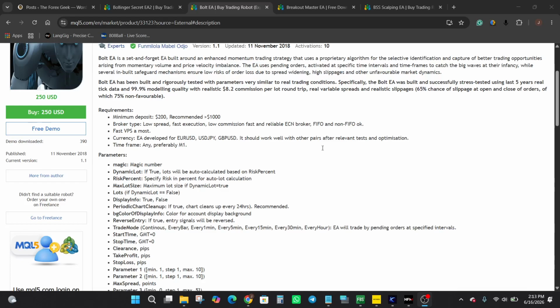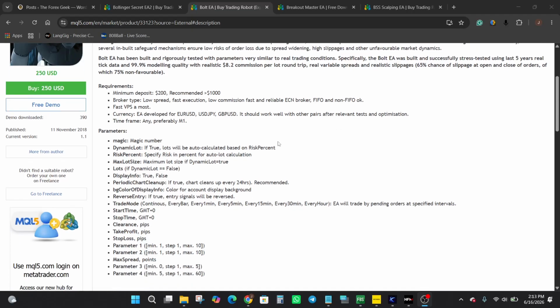One of the key points mentioned here is that the EA places pending orders rather than entering directly at market. The developer explains that these pending orders are activated at specific intervals and time frames with the goal of capturing larger market moves early in their development.